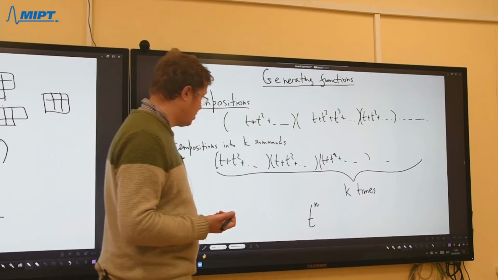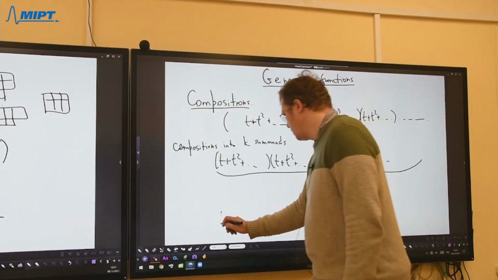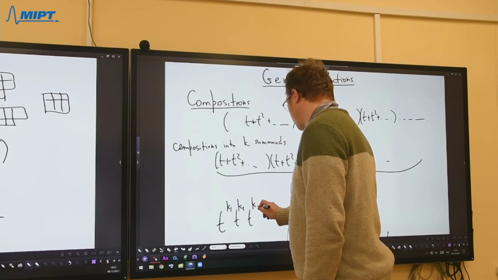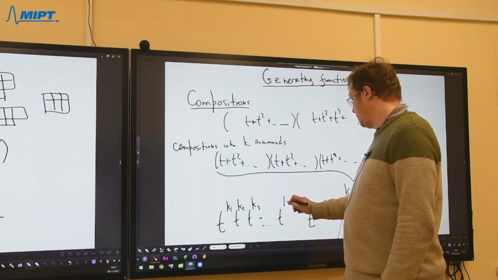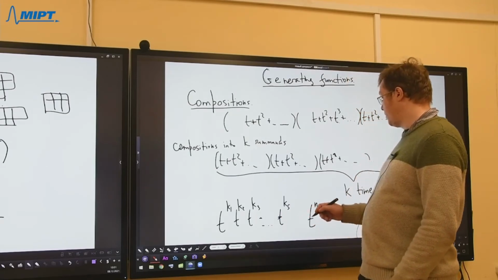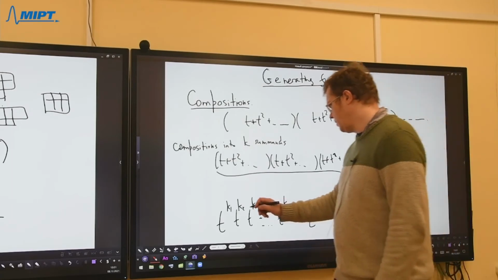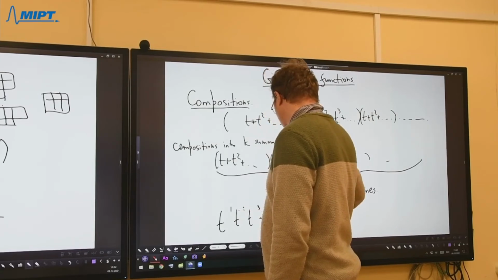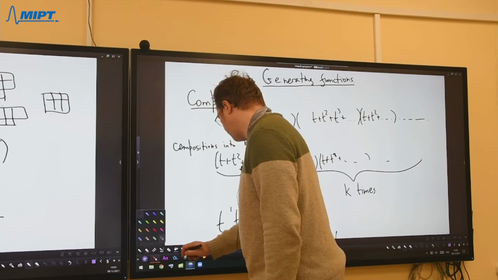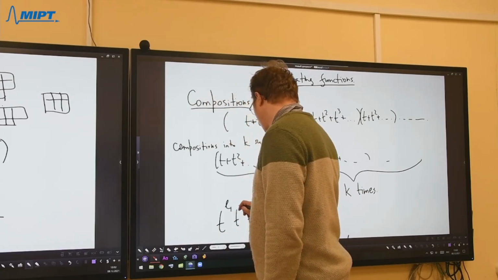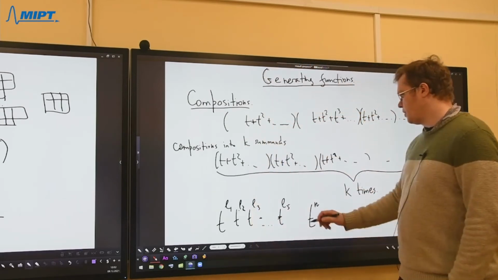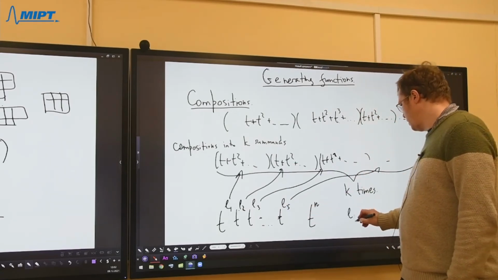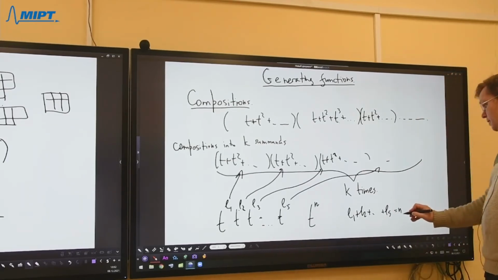And here I need to just choose t to the power L1 from the first bracket, t to the power L2 from the second bracket, t to the power L3 from the third bracket, and so on, t to the power Lk, such that L1 plus L2, etc., plus Lk is n.